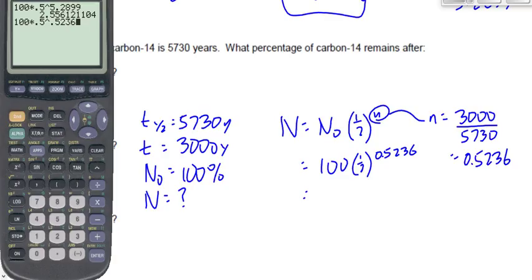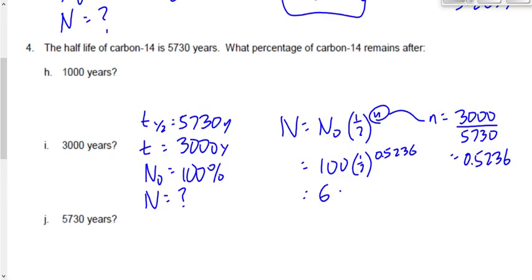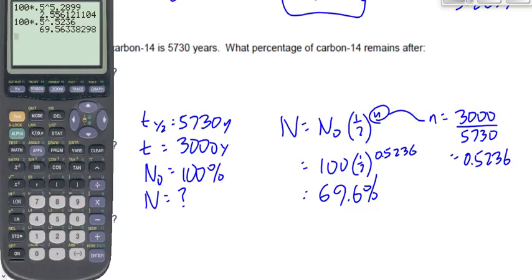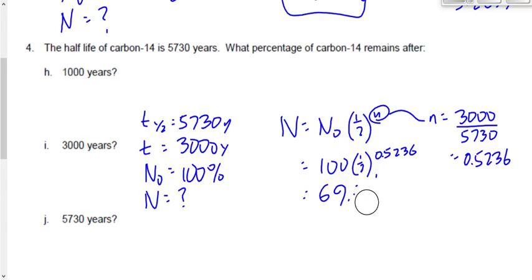I almost did a times 10 to the something there. Be careful not to make that mistake, okay? It's not times 10 to the 0.52. It's just 0.5 to the 0.5236. Gives us 69.6%. Actually, it should be 4 digits, shouldn't it? 69.56%.